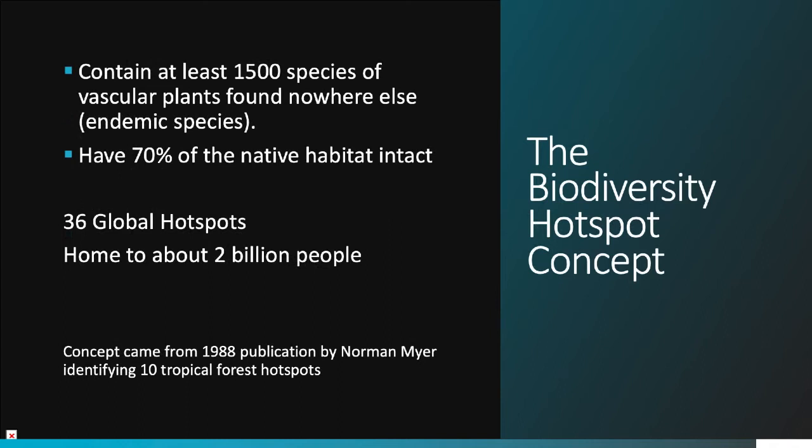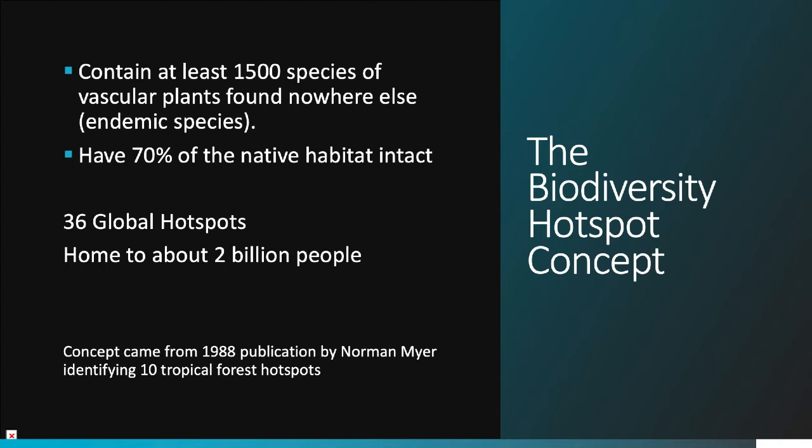A biodiversity hotspot is a formal definition that is now used frequently in conservation biology. To be a hotspot, a region needs to have at least 1,500 species of vascular plants that are found nowhere else in the world. The biological term for these types of species is endemic, meaning they only occur in one location. The second criterion for a biodiversity hotspot is that there is at least 70% of the native habitat intact. With those two criteria, there are about 36 global hotspots that are home to about 2 billion people, including many people on the lowest income ranges on the planet. We'll look at a map of these biodiversity hotspots on the next slide.